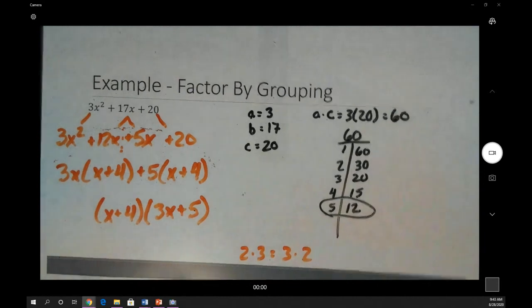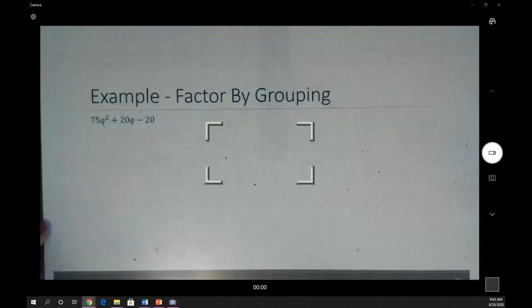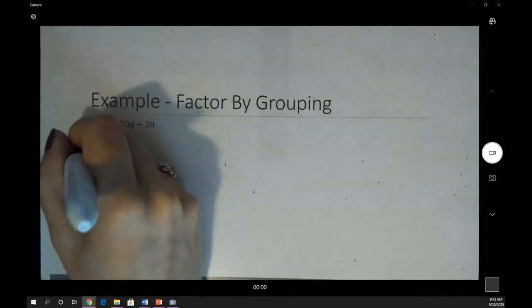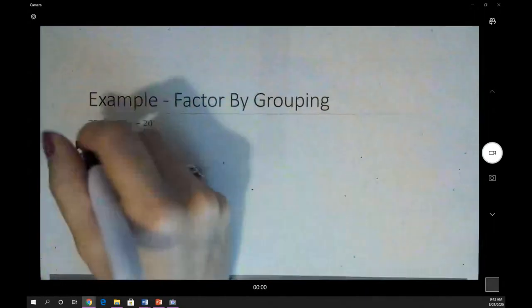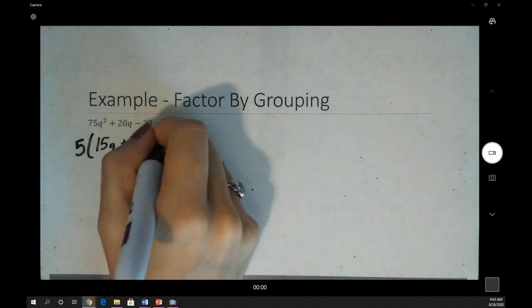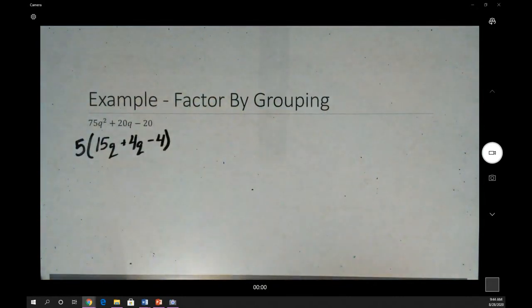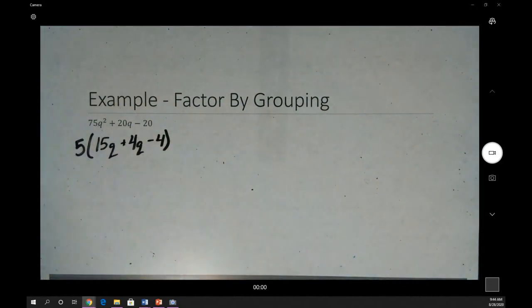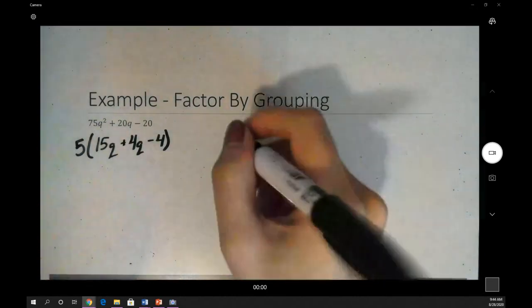We're going to try one more factoring by grouping. We have a 75q squared plus 20q minus 20. Looking at these, I can tell they're all divisible by 5. So let's see what happens if I factor out a 5. If I factor a 5 out front, that leaves me in parentheses with 15q squared plus 4q minus 4. So now I want to see if this 15q squared plus 4q minus 4 factors any further. So I'm going to take this off to the side and deal with it on its own.